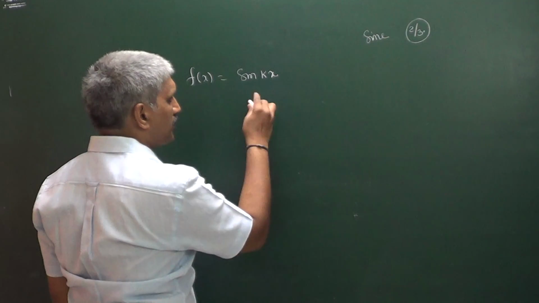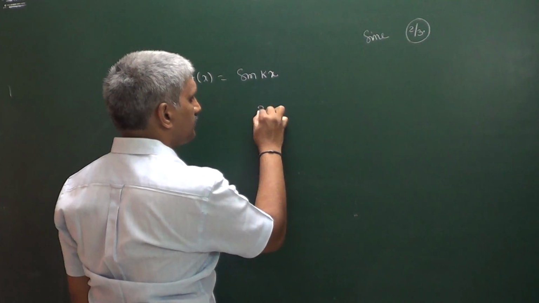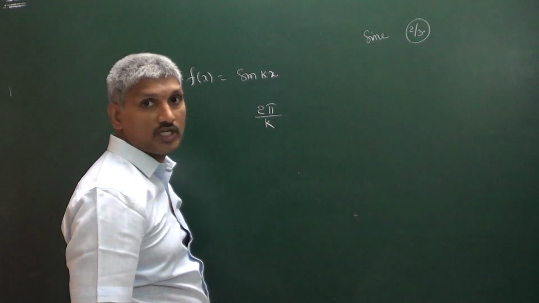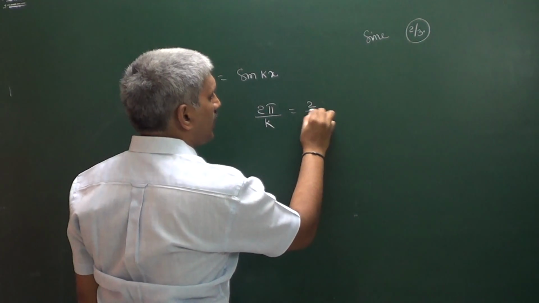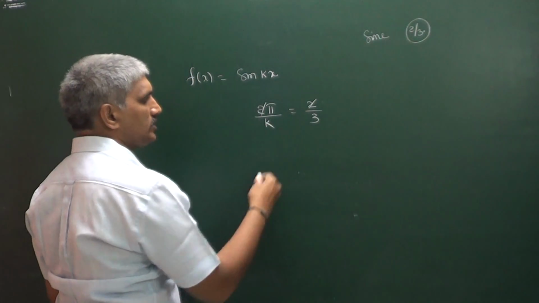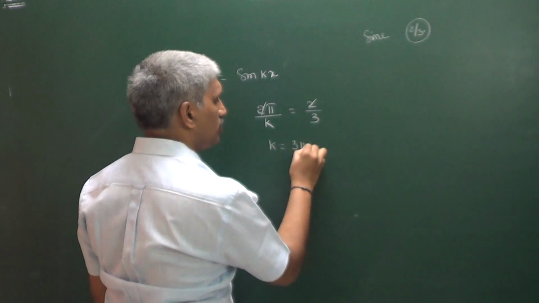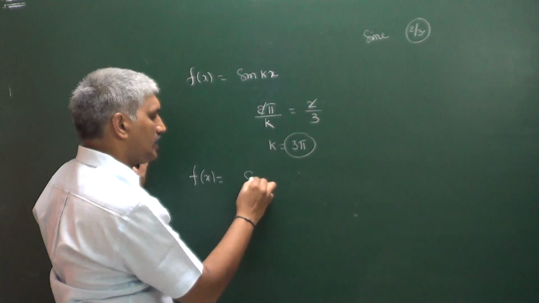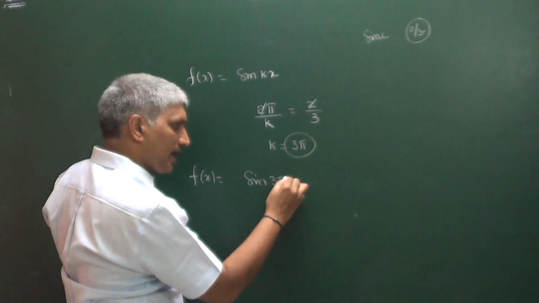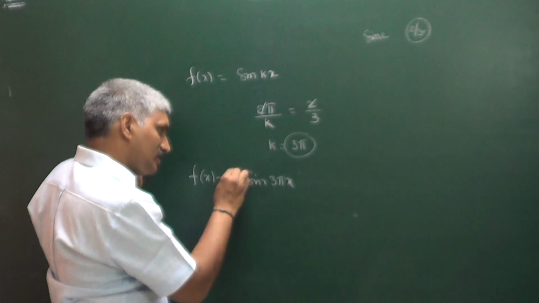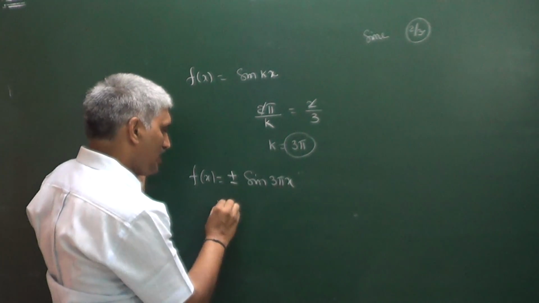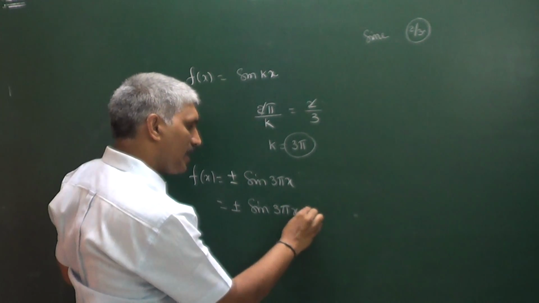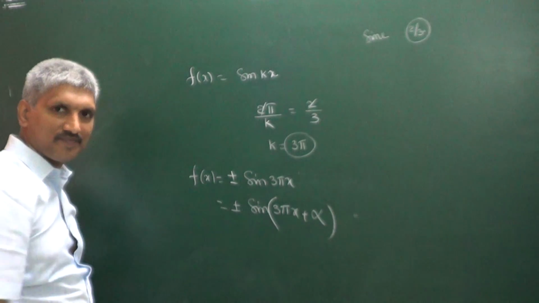Now actually what is the period of this function? 2 pi divided by k. This is the period for this function. But there it is given as 2 by 3. Now 2 cancels, we are getting k is equal to 3 pi. So that's why we can write that function as sin 3 pi x, or plus or minus sin 3 pi x, or plus or minus sin(3 pi x + alpha) also we can say.